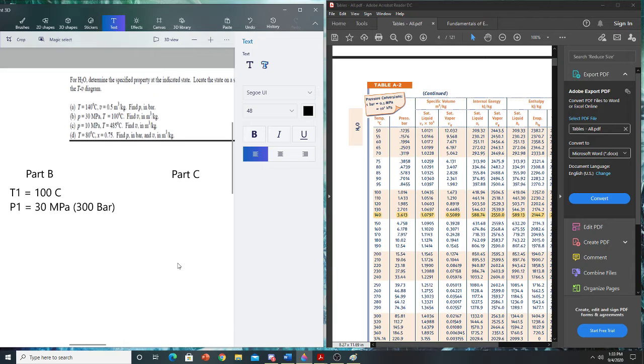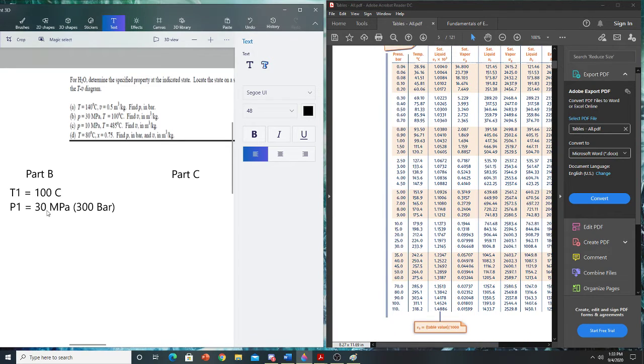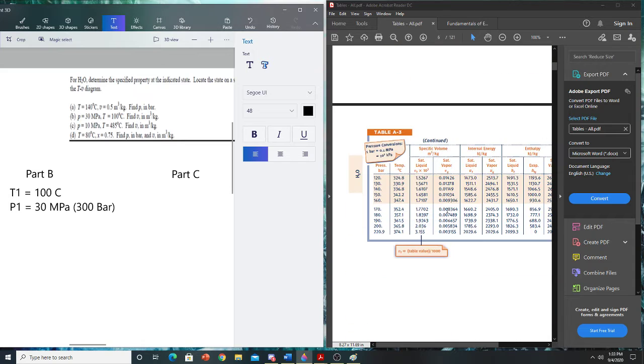So what did I tell you guys is the first step? The first step is to go straight to the saturation tables, right? To figure out if we're in between there. So we need to go to either one of these. I think you guys probably went and tried to find 30 megapascals or 300 bar on this table, and it is not on this table, right? Did somebody do that? So 300 bar is not on this table.